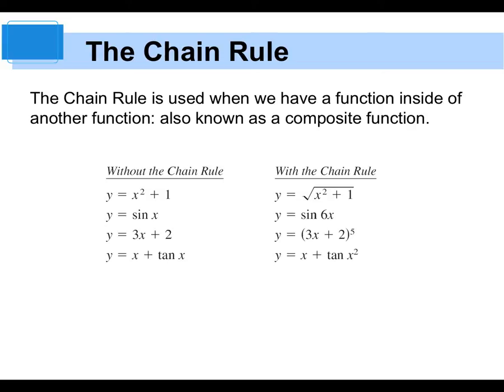So for instance, sine of 6x, how many functions? 2. What are they? 6x and the sine. Which one's on the inside? 6x. Good. Next one down, 3x plus 2 quantity to the 5th power. How many functions? 2. Which one's on the inside? 3x plus 2. Good. And then this puppy. It's kind of a tricky question because I got an x over there, but look at tangent of x squared. 2 functions, x squared is on the inside. If you can recognize that, then the chain rule won't be so bad. If you have trouble with that, you'll struggle a little bit with the chain rule.